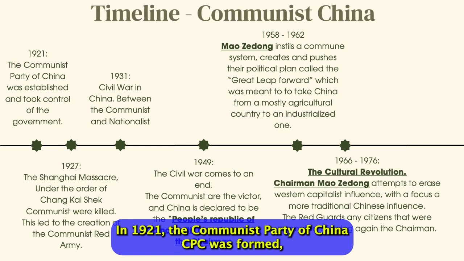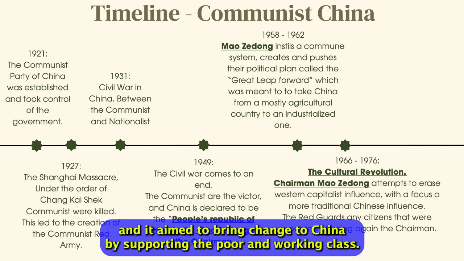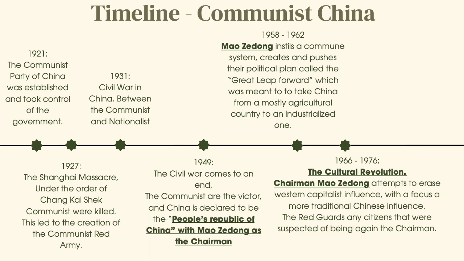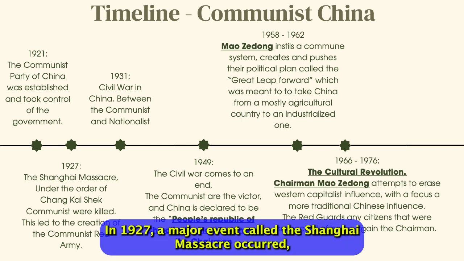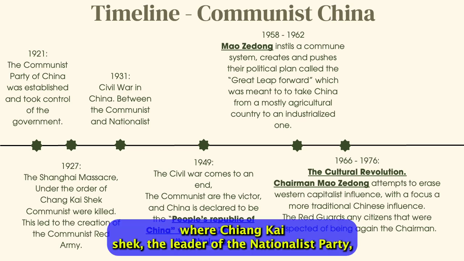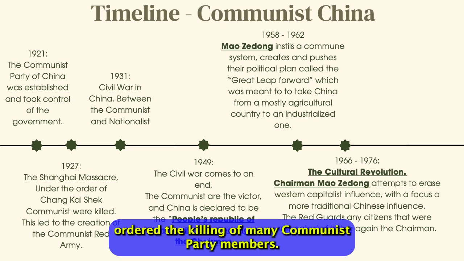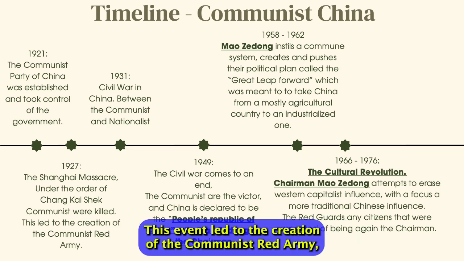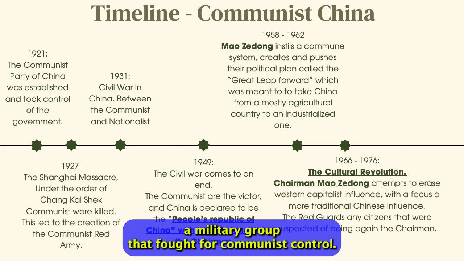In 1921, the Communist Party of China, CPC, was formed, and it aimed to bring change to China by supporting the poor and working class. In 1927, a major event called the Shanghai Massacre occurred, where Chiang Kai-shek, the leader of the Nationalist Party, ordered the killing of many Communist Party members. This event led to the creation of the Communist Red Army, a military group that fought for communist control.